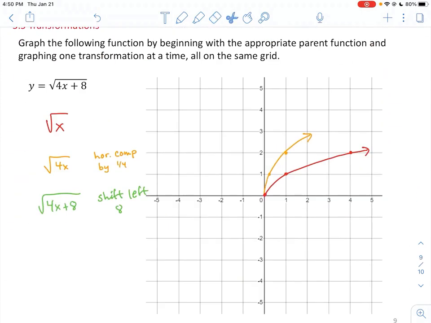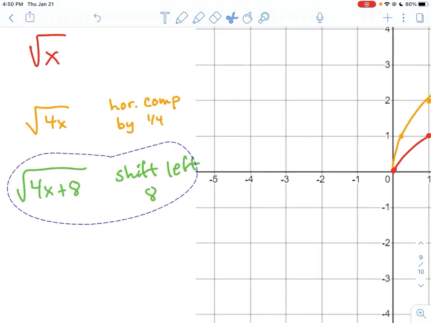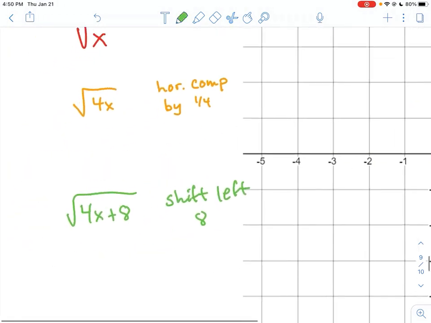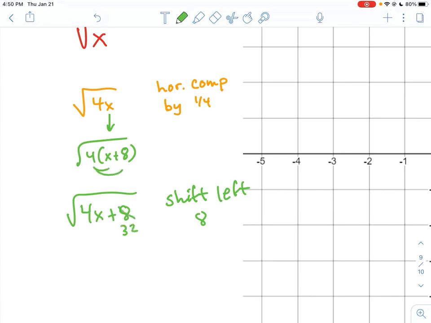When I just lazily throw a plus 8 after the x, then I haven't actually replaced x with x plus 8. If I were to replace x with x plus 8 to make the shift happen, then you would have to use parentheses and it would look like this. This corresponds to a shift left 8. But when you remove the parentheses, this would be a 32 here instead.